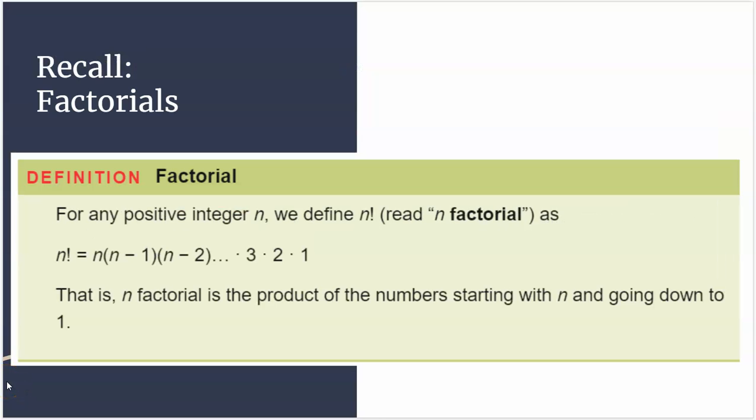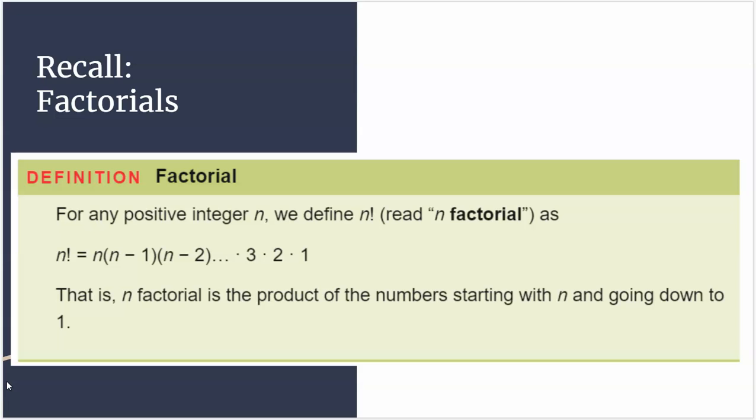All right, so let's take a look at our factorials once more because we're going to need these to also calculate our combinations. Remember, a factorial is when you take a number n and you multiply it by every consecutive lower integer until you hit 1. So that's our definition of factorial.